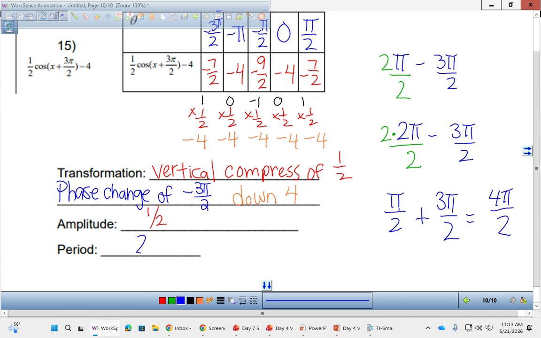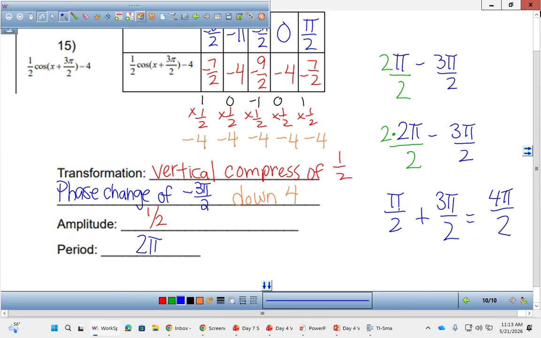The period will not change from 2 pi unless there is a horizontal stretch or compress. And if there is a horizontal stretch or compress, the period will change by multiplying 2 pi by whatever that factor is. If the factor is 1/3, it's 2 pi times 1/3. If the factor is 5, it's 2 pi times 5. So the period only changes if there's a b value. You need a number here for the period to change.